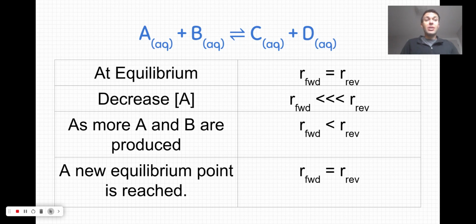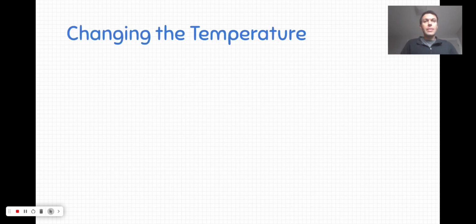Whereas when we decrease the concentration of A, the rate of the reverse reaction is now much larger than the rate of the forward reaction. But as that reverse reaction starts to produce more A and B, the difference between those forward and reverse rates will become smaller until a new equilibrium point is reached where the forward reaction and the reverse reaction have equal rates. The second stress we want to consider is what happens when we change the temperature.